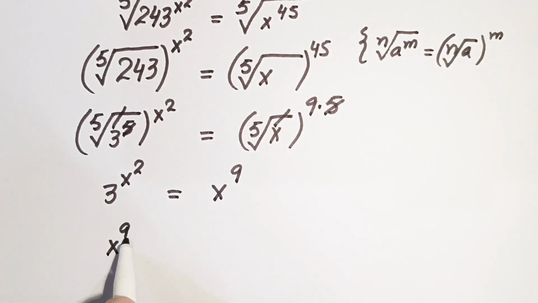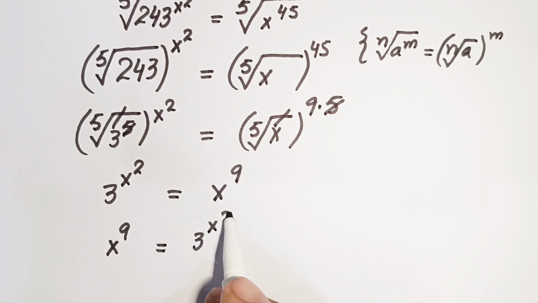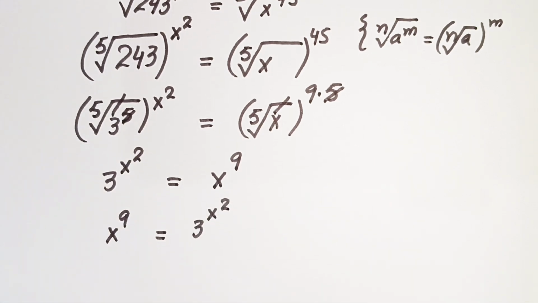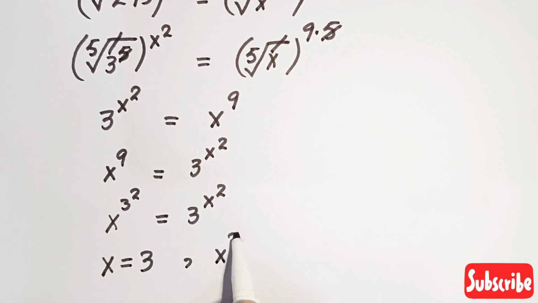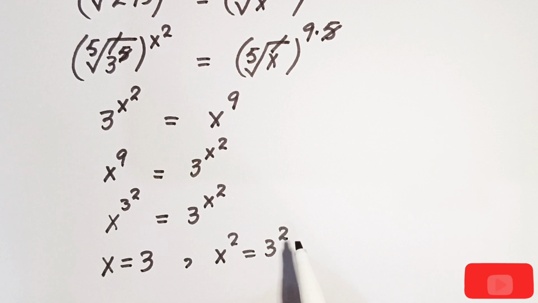Now if we write x on our left hand side, that is x to the power 9 is equal to 3 to the power x squared. This 9 can be written as 3 squared, so x to the power 3 squared is equal to 3 to the power x squared. According to exponential laws, if we compare bases and powers, the base is x equal to 3, and the powers are x squared equal to 3 squared.